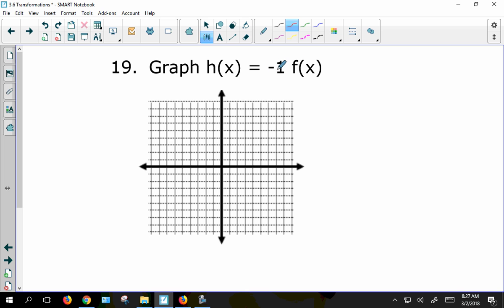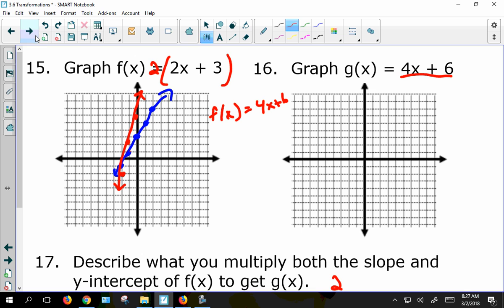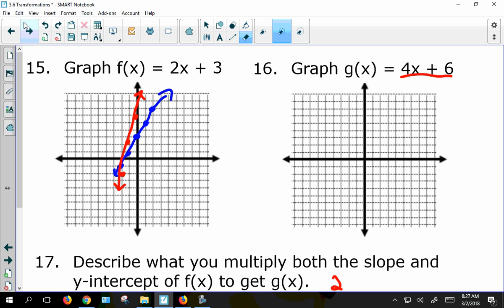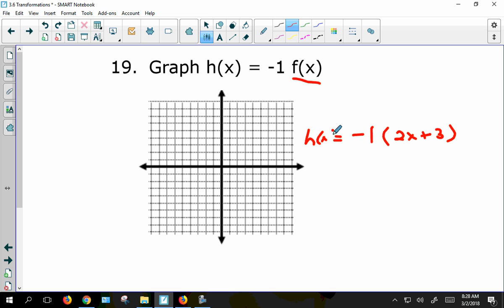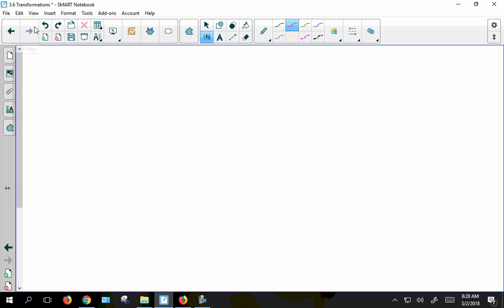Okay, so now I'm going to multiply f of x by -1. That's what this says. Here's f of x. So f of x is 2x plus 3. So I have -1 times 2x plus 3, and this is going to equal h of x. So h of x equals -2x minus 3, and then I can graph that.